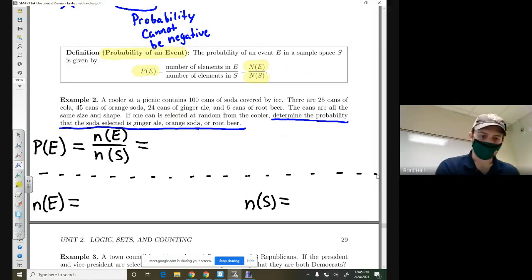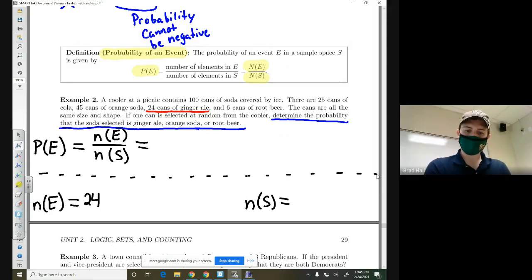Well, if we look up above at the problem, ginger ale is right here. So we started off with 24. Orange soda, 45. And the last one, what's the last one? Well, root beer. So 6 cans of root beer.